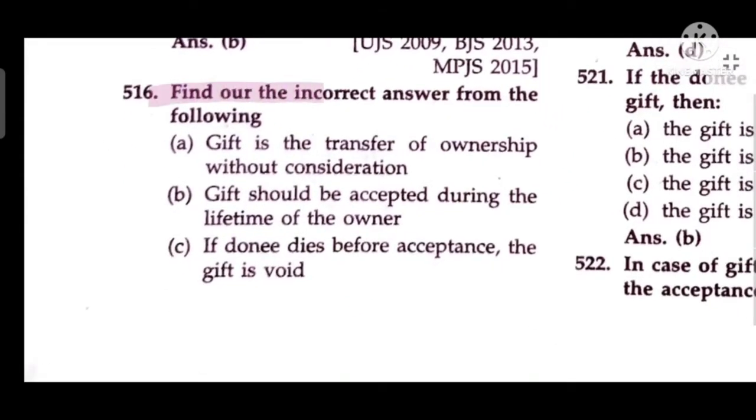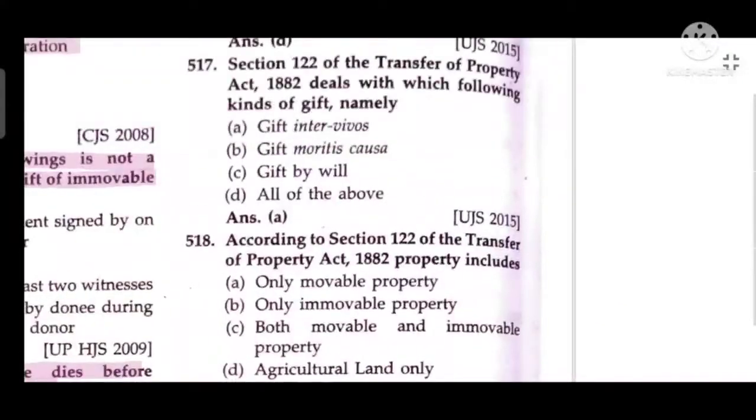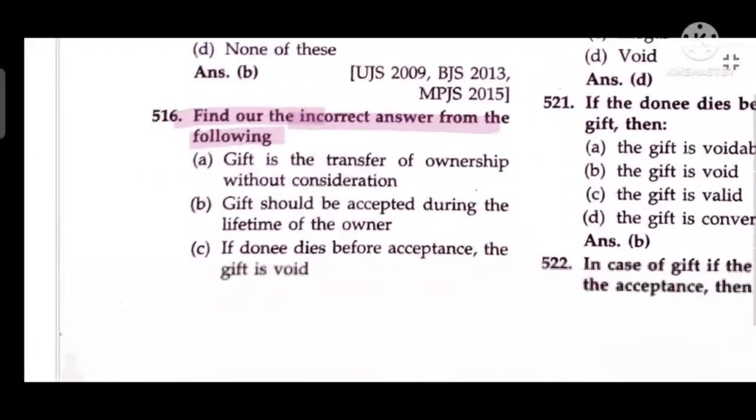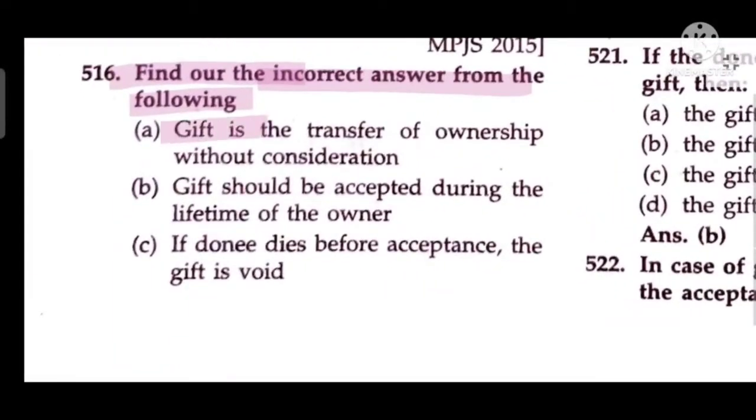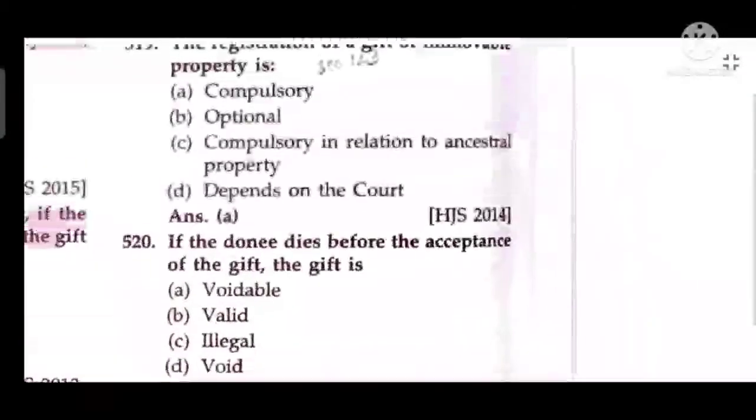Find out the incorrect statement in the following. D is incorrect. Which one is correct? Gift is a transfer of ownership without consideration. Gift should be accepted during the lifetime of the owner. If the donee dies before acceptance, the gift is void.